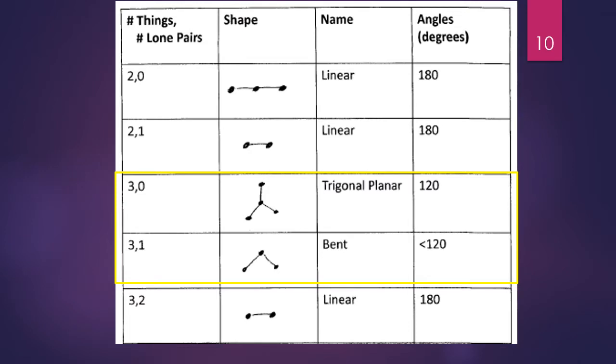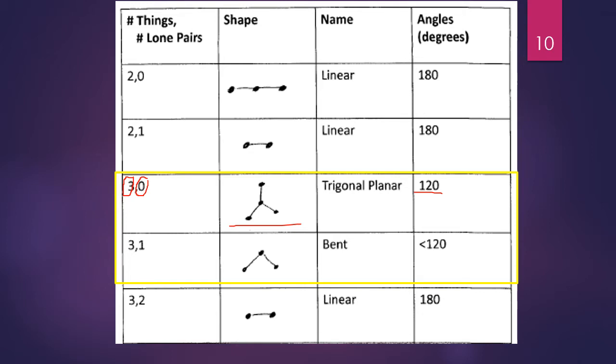So how do we find these shapes on the handout? Well, the first example, the boron trifluoride molecule, had 3 things around it, 3 atoms, 3 fluorines, and 0 lone pairs on the central atom. So that tells us that it's trigonal planar and the bond angle is 120.